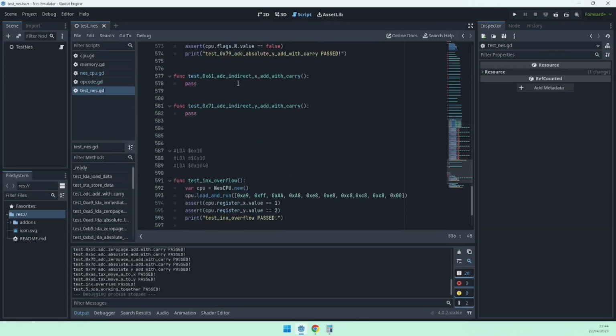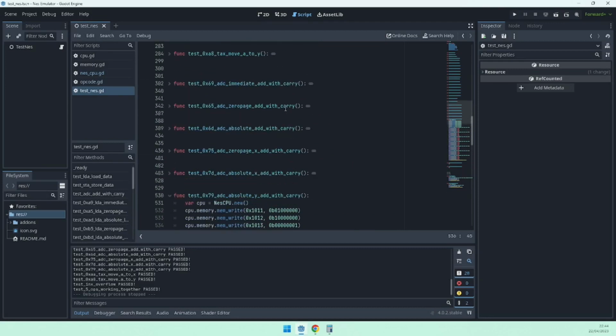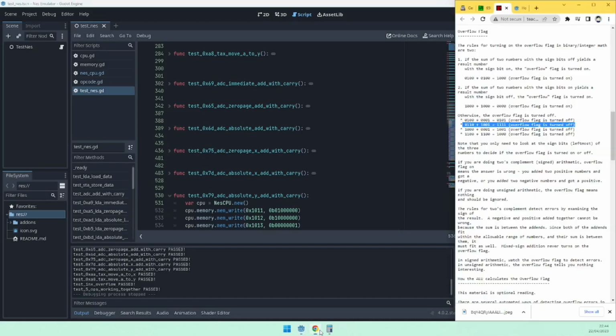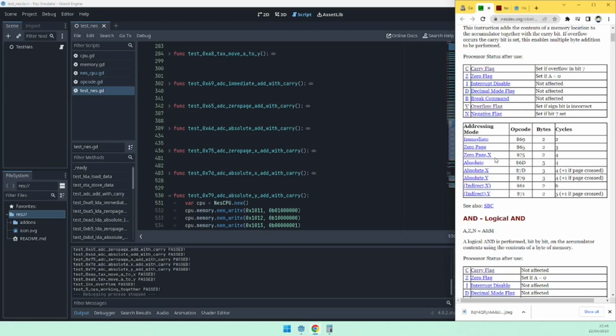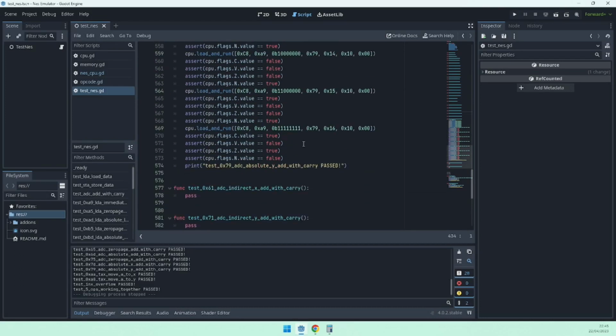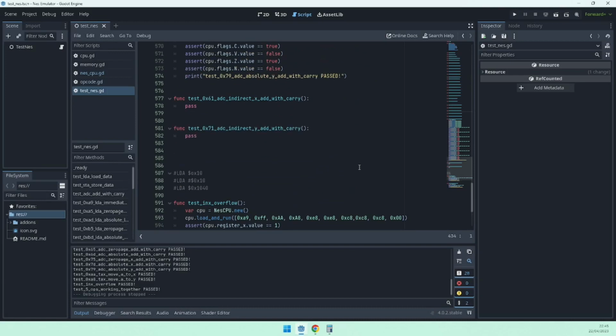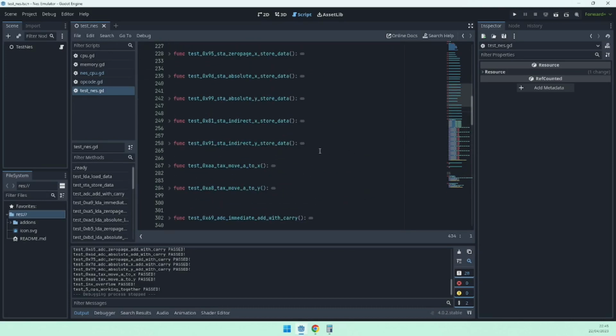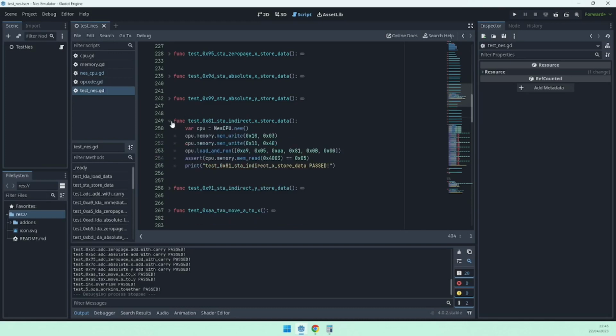And indirect X and indirect Y. Wait, I don't have 0 page Y. Right, there is no 0 page Y. Interesting. So the indirect ones are the hard ones. Let's see how we did indirect in other function. I need to remember how this works.